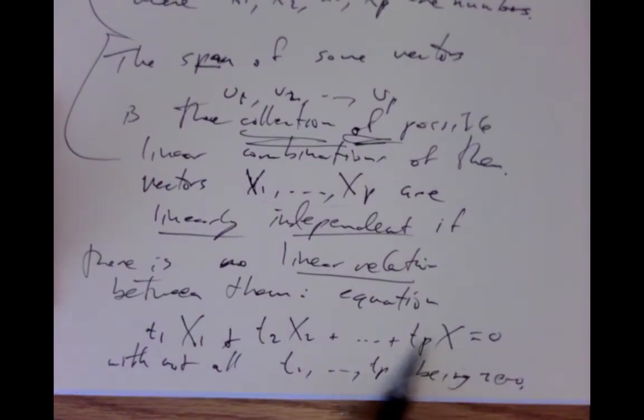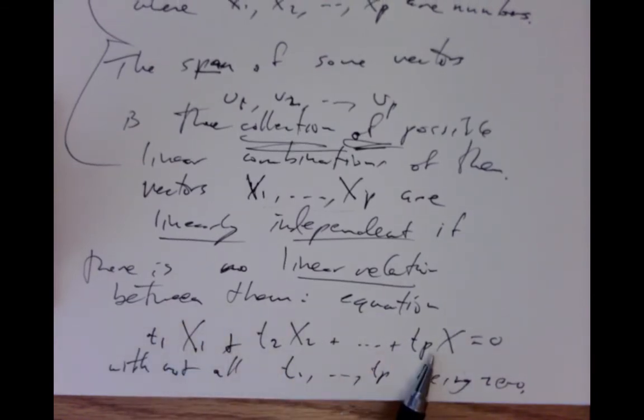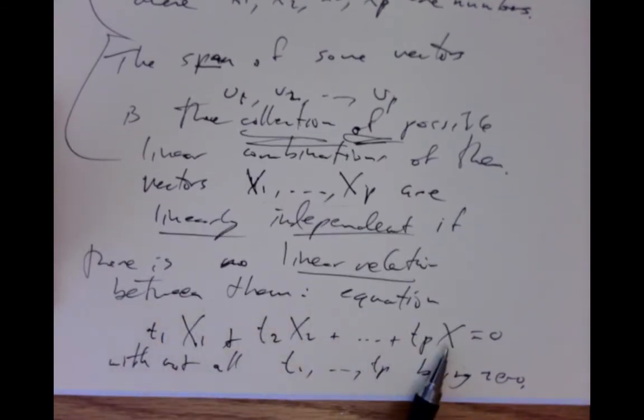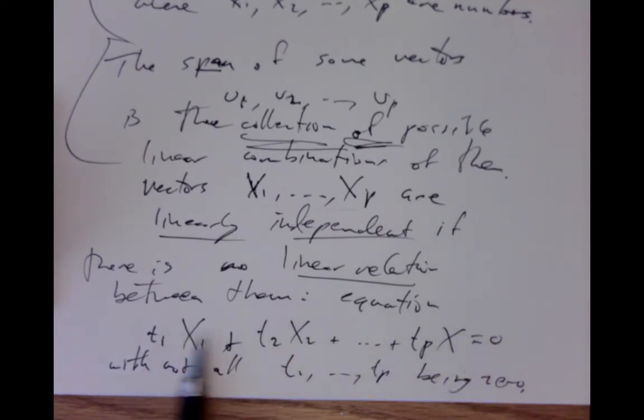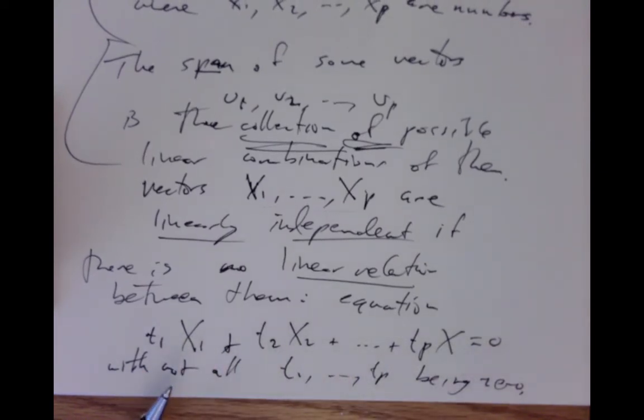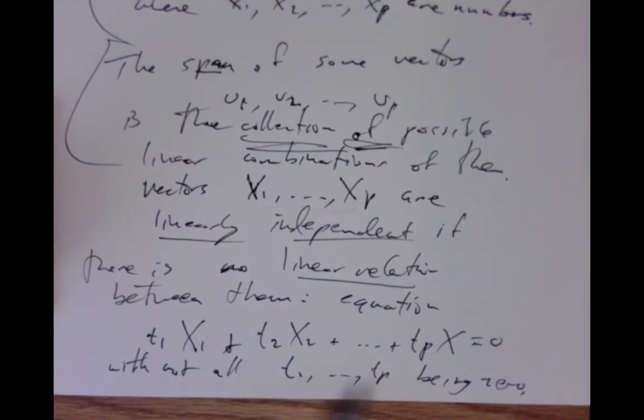We find some relationship between our vectors. Our capital X's are our vectors, the t's are numbers, and we've produced a linear combination of those vectors, but somehow it's turned out to be zero. We've somehow killed them all off by suitably adding up multiples of each other with some non-zero coefficients. Of course, if you added up just zero times everybody, you'd obviously get zero. But it's surprising if there's a way to somehow choose non-zero numbers, add up the vectors, and get zero. That's a linear relation.